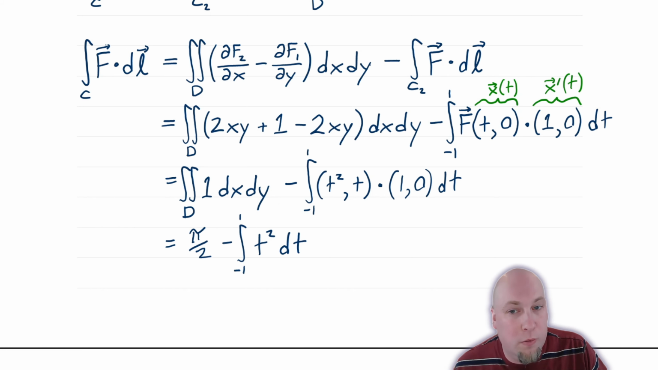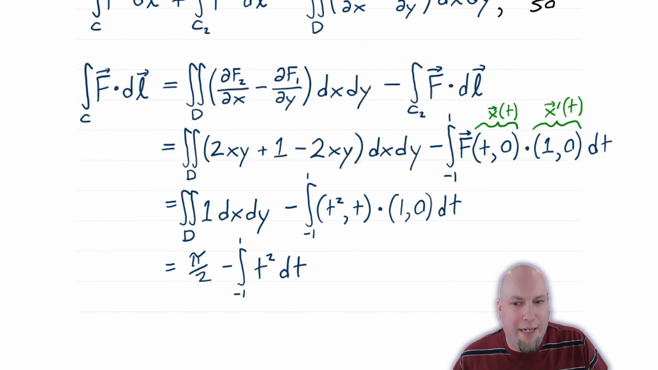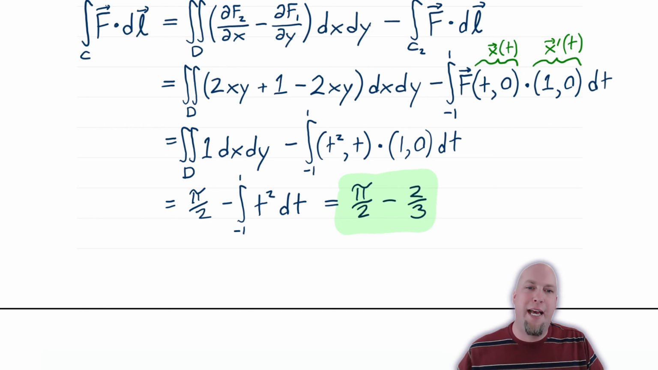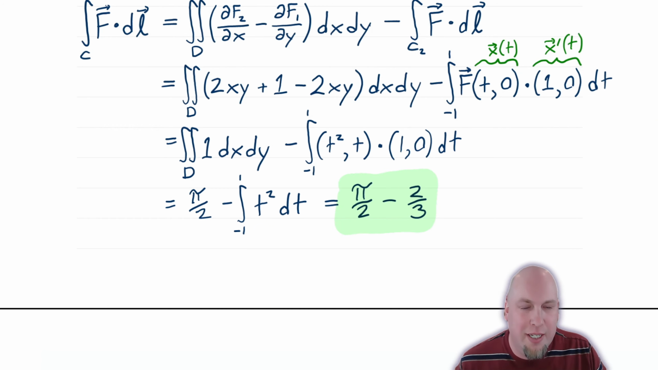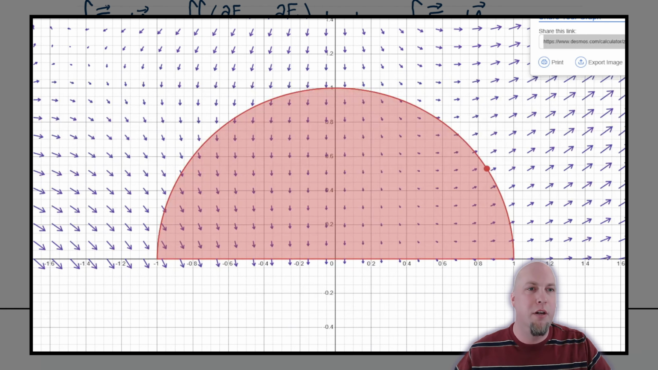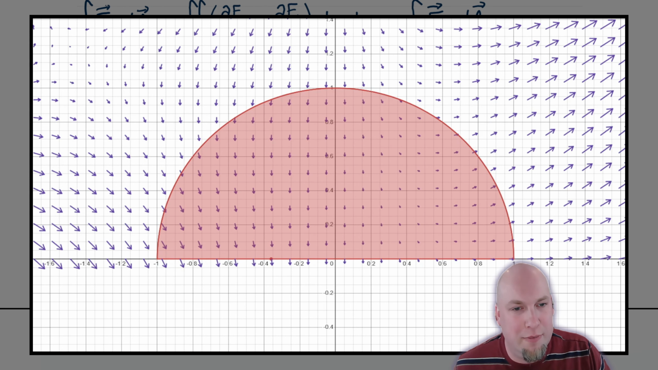Double integral of 1 over the region. Well, what is the region? It's the top half of the unit circle. What is that area? Pi over 2. Remember, whenever you're double integrating 1 over a region, that's just the area of the region. So it's half the area of the unit circle of radius 1, so it's pi over 2. And over here, when I dot these together, I just get the t squared. I integrate that from -1 to 1, and I get 2/3. So my final answer is pi over 2 minus 2/3. That's what that horrific vector line integral from the start, that I had no hope of evaluating directly, equals. It equals pi over 2 minus 2/3.